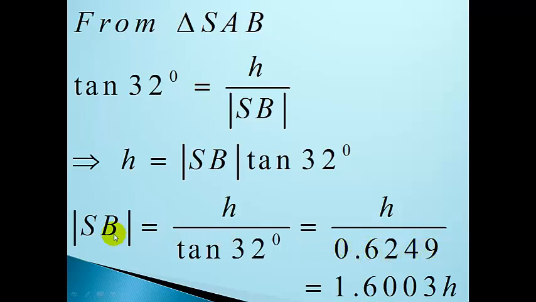0.6249. This means that the distance from S to B is equal to H over 0.6249. Now, the coefficient of the H here is 1. When we divide 1 by 0.6249, the answer is 1.6003H because of the H. That means that the distance SB is equal to 1.6003H.